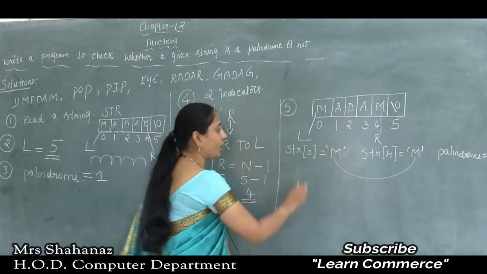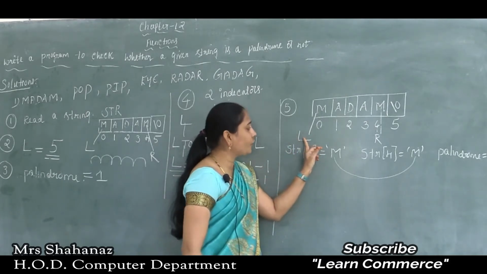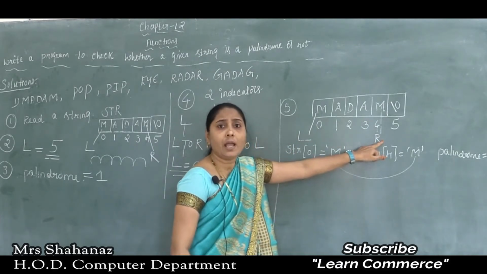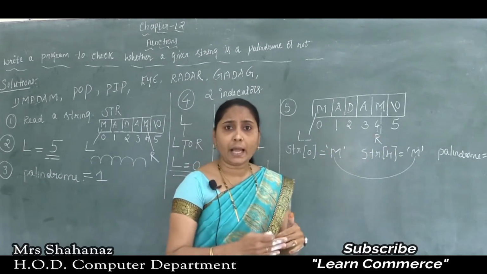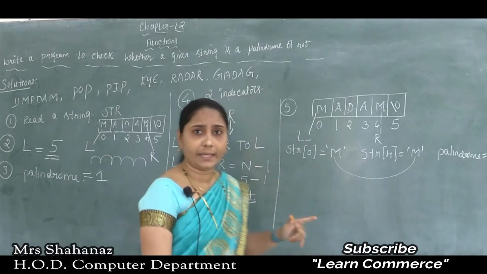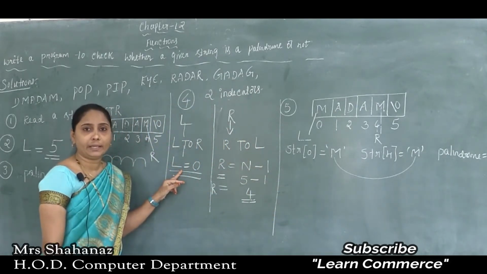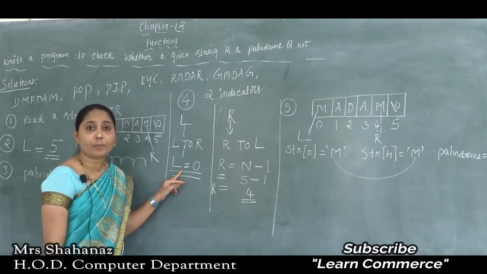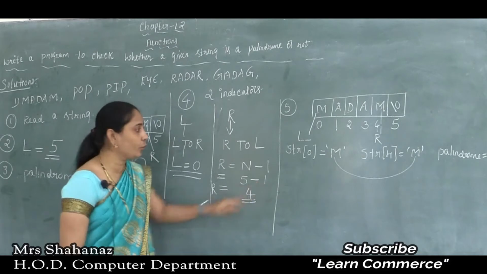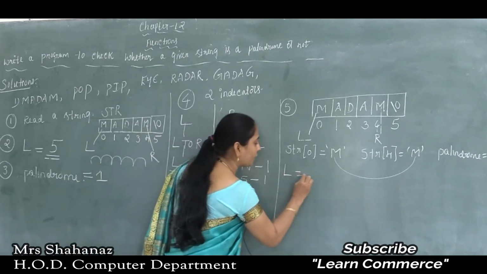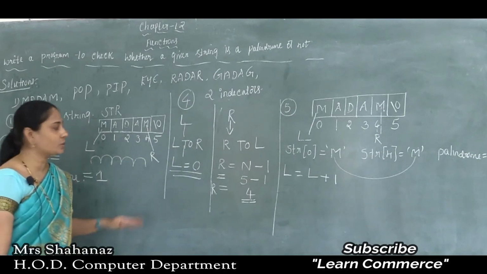And next, after checking the first and the last character, you have to remember, the second time the value of the left indicator, as we know, the left indicator is going to move from left to right. When it moves from left to right, at that time L value is equal to L plus 1. Clear this point here? The L value is equal to L plus 1.